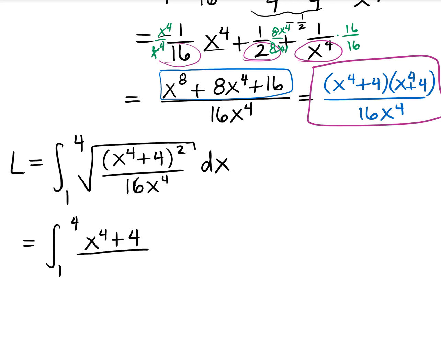What's the square root of the denominator? Square root of 16 is 4. We have a lot of 4s here. Square root of x to the 4th is x squared dx. So I'm not quite ready yet, but I'm going to be able to divide this out.